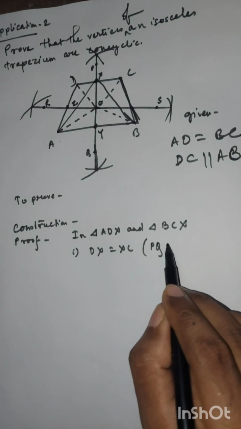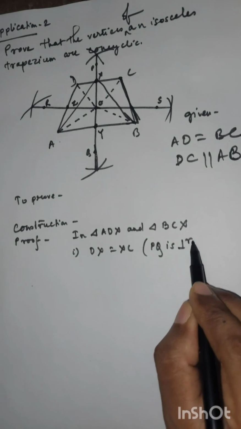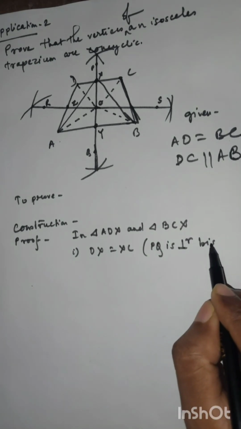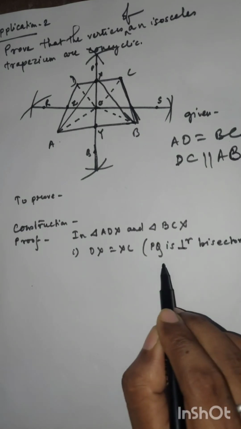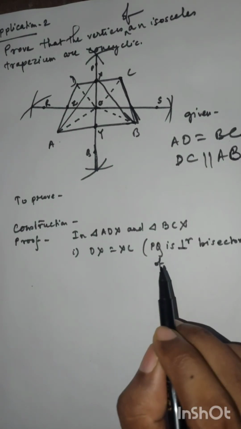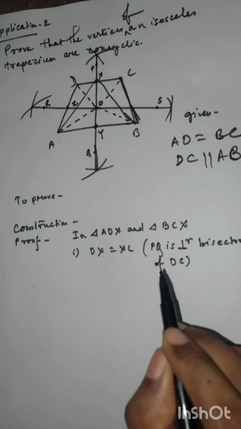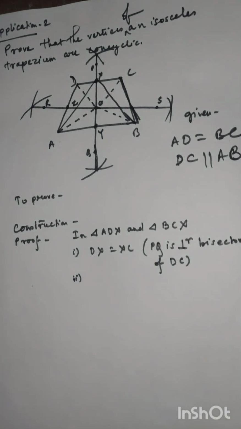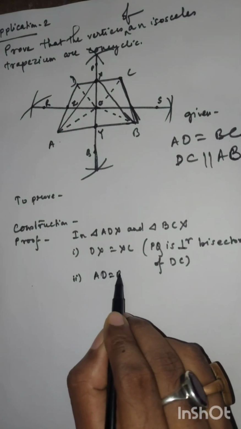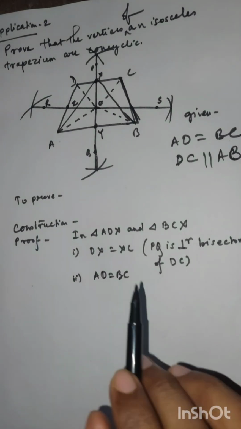PQ is the perpendicular bisector, this is the short form of perpendicular bisector. PQ is perpendicular bisector of DC. Number 2, AD equal to BC, because this is an isosceles trapezium.